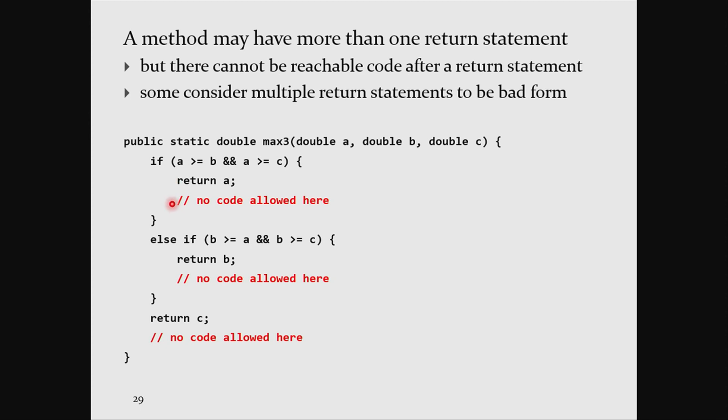What you're not allowed to do is put code immediately after the return statement. If you put some code there, the compiler will tell you it's unreachable code and it won't compile your code. If A is not the largest value, then if B is the largest value, I can return B. Again, no code's allowed immediately after the return statement. And finally, if neither of these two clauses are true, then I know C must be the largest, so I can just return C. And again, you cannot have any code after that. You're not allowed any code after the return statement. Yeah?